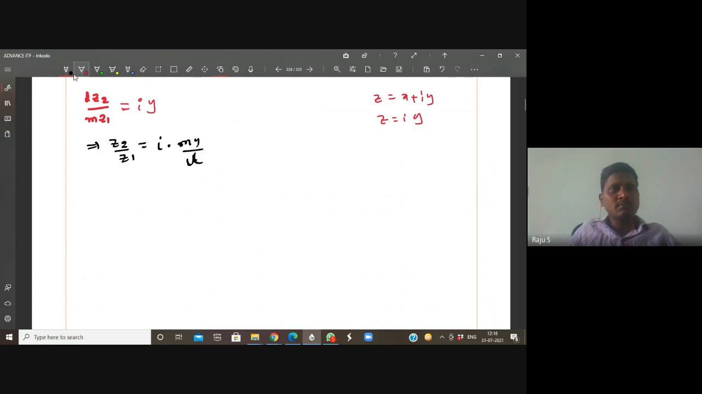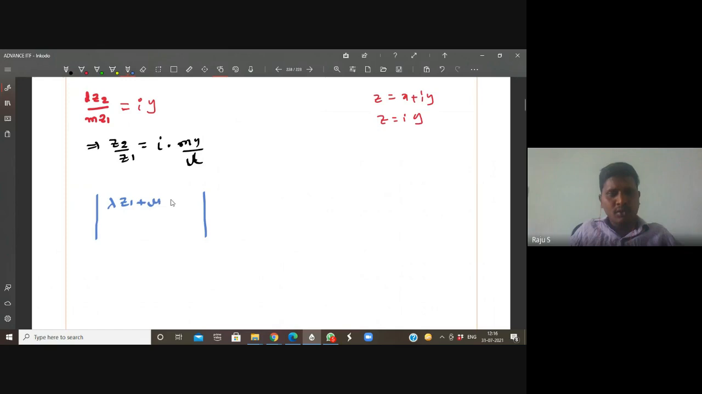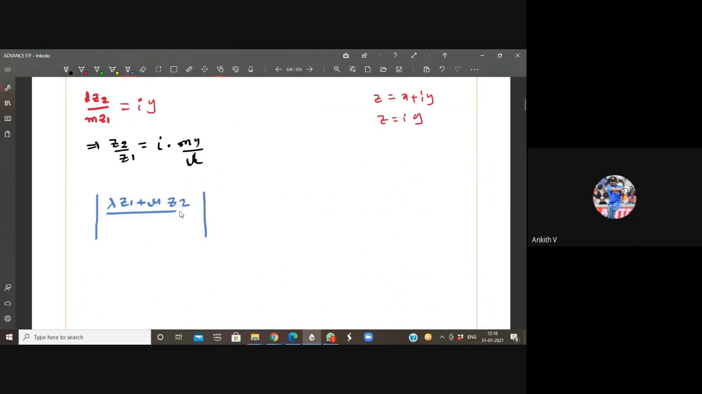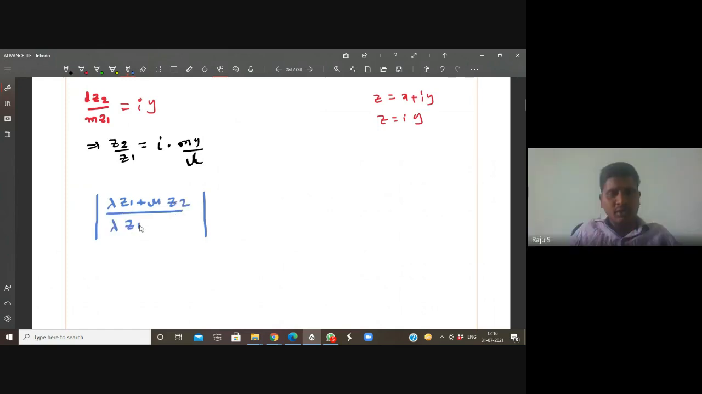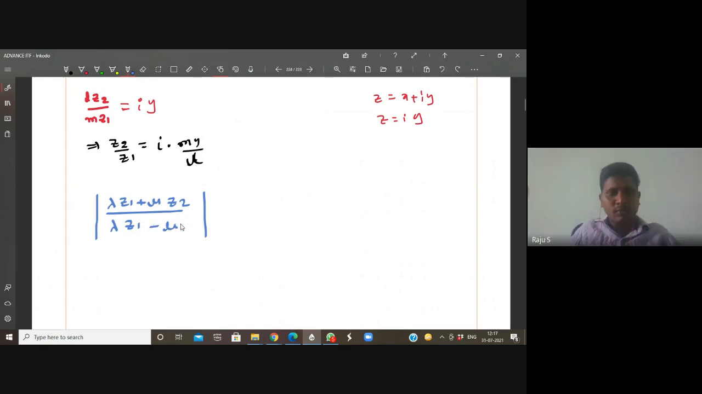So what is the question? Tell me, anyone? Modulus of (lambda z1 plus mu z2) by (lambda z1 minus mu z2) is equal to what? Am I right? Here we know the value of z2 by z1. So for that, what shall we do?